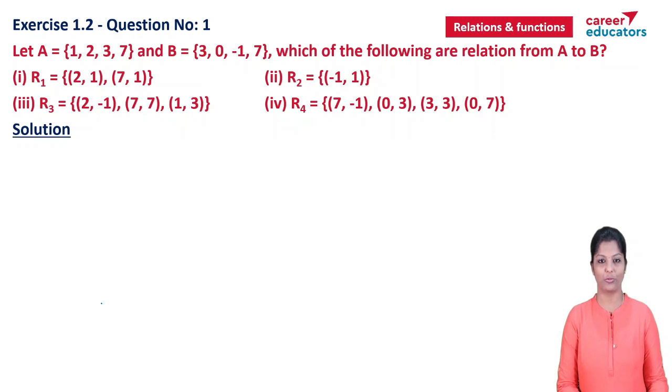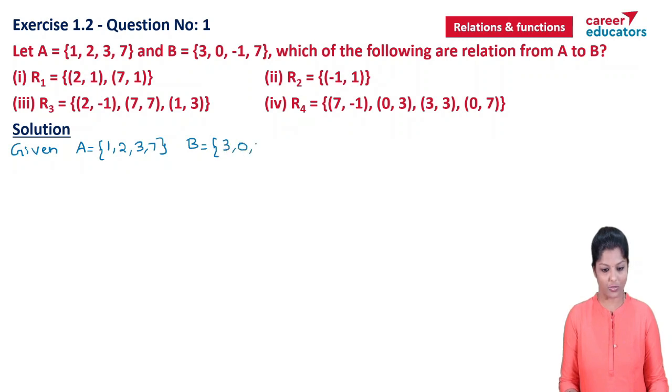Exercise 1.2, in question number 1 they have given set A and set B. We have to check whether R1, R2, R3 and R4 are relations from A to B. Let's solve the problem. Given A equal to {1, 2, 3, 7} and B equal to {3, 0, minus 1, 7}.